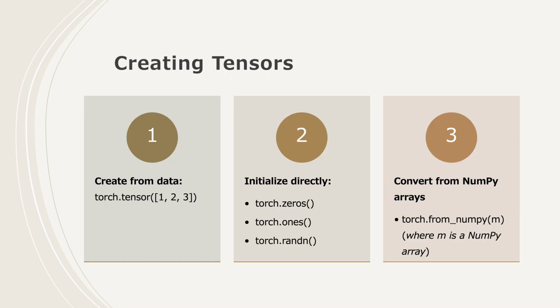If your data starts as a NumPy array, torch.from_numpy will wrap it as a PyTorch tensor without unnecessary copying. This makes it easy to move existing scientific code into a deep learning workflow. Keep these three patterns in mind: from data, initialized directly, and converted from NumPy. Together, they cover almost every situation where you need to create new tensors quickly and cleanly.